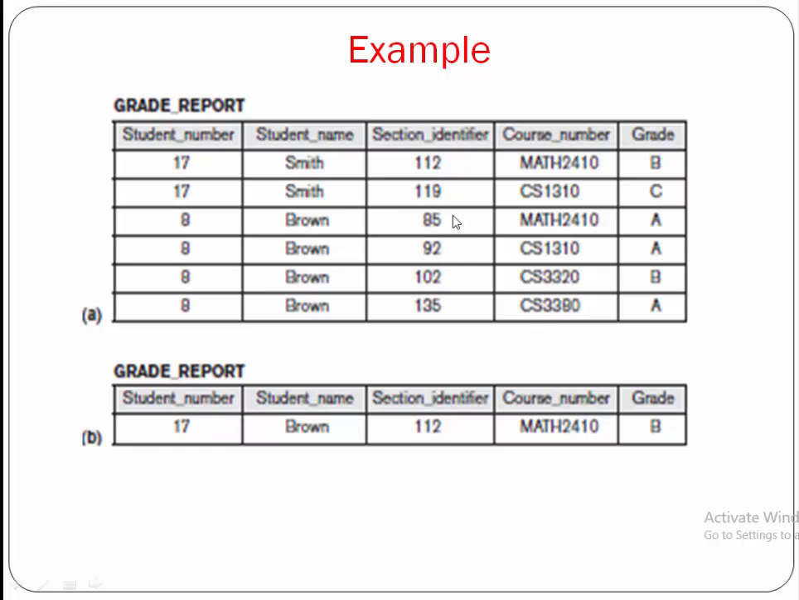So by accessing just one file, we will get the grade report of a particular student along with their student number and name, section identifier, course and obtained grade. So this is called denormalization.